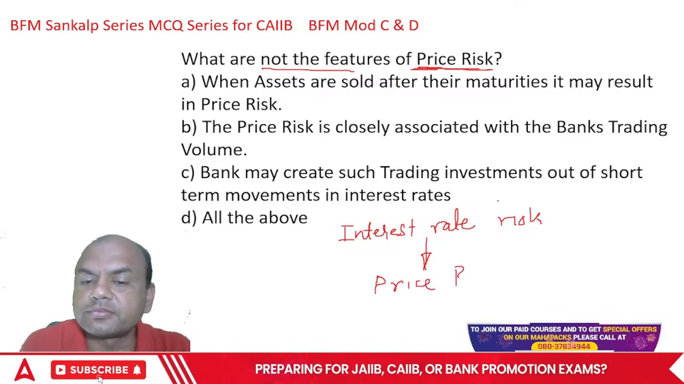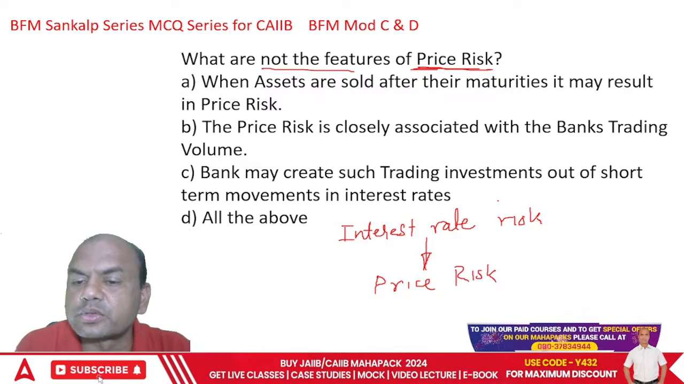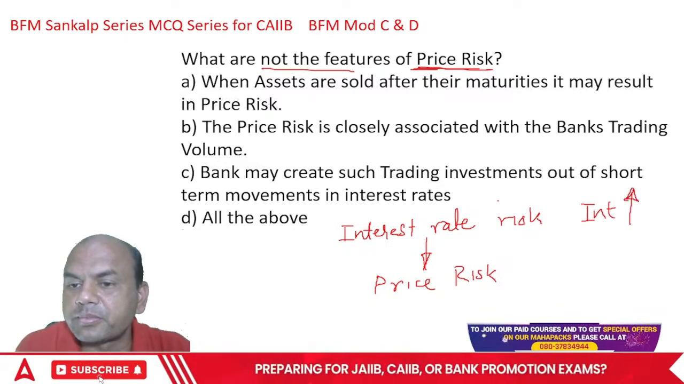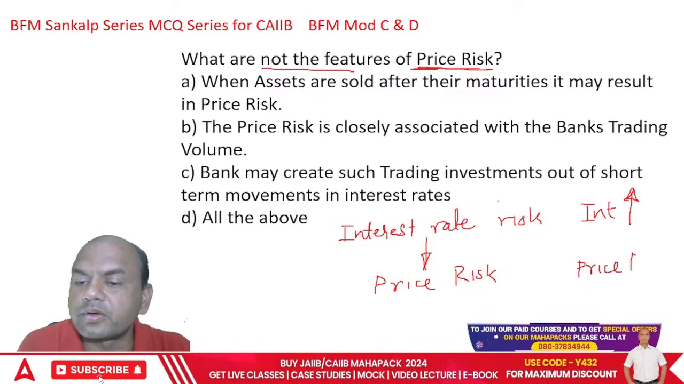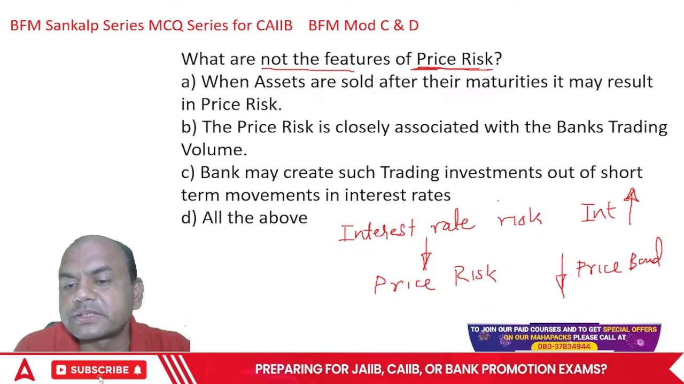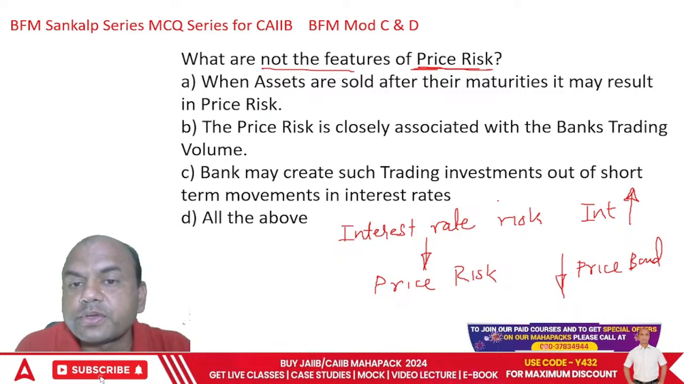Because the logic over here is, if the interest rate goes up, the repo rate, let's say, goes up, the price of the bond will go down. It always goes down. So that's why they go hand in hand. Interest up, price down. Interest down, price up. So which of the following is not the feature of the price risk?